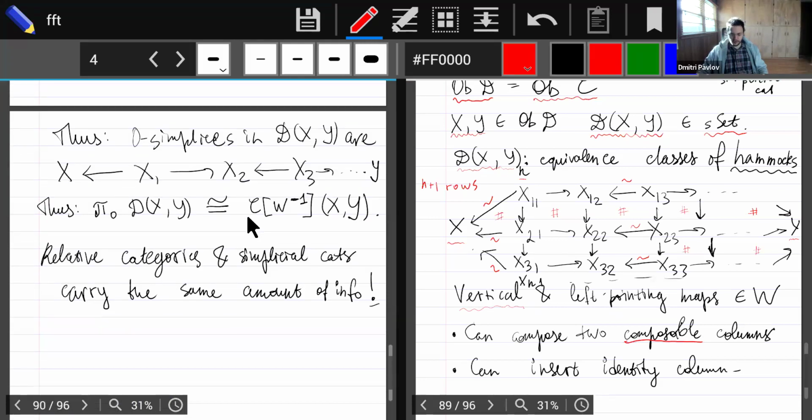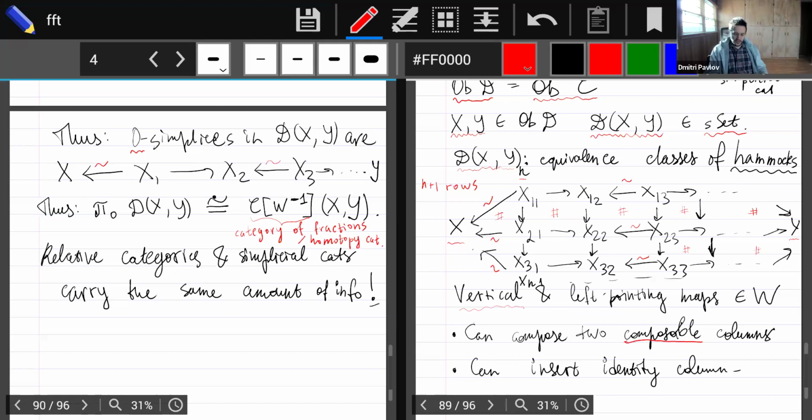And in particular, maybe we should mention that zero simplices in the simplicial set will be chains of morphisms from x to y, like depicted on the left. And the left pointing arrows will be weak equivalences. And basically, this is how you also construct, remember, last year we talked about the ordinary category of fractions, also known as the homotopy category.